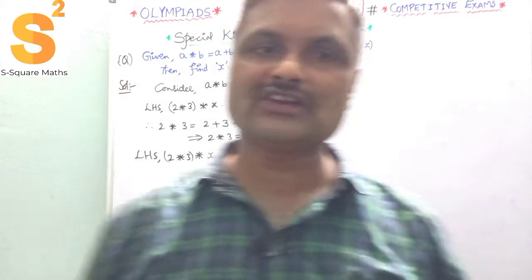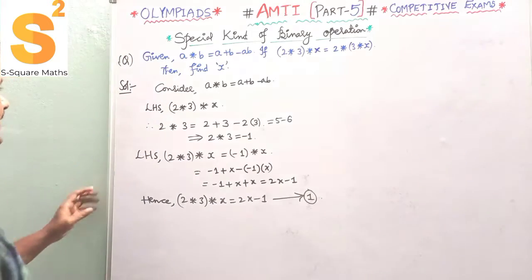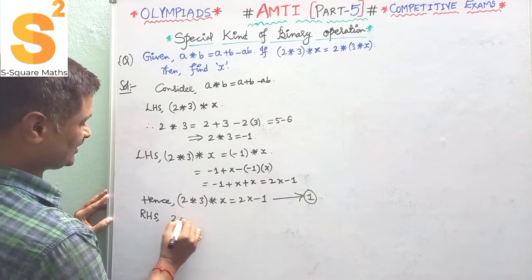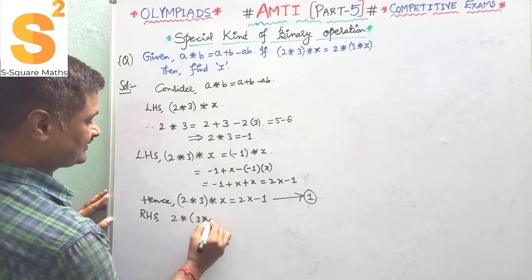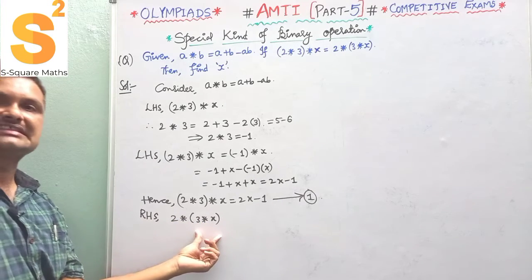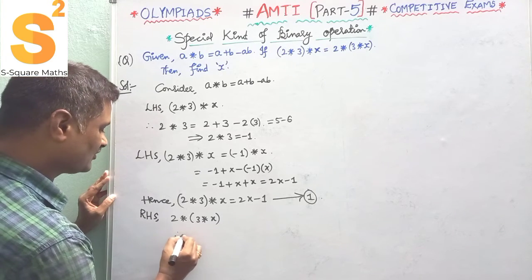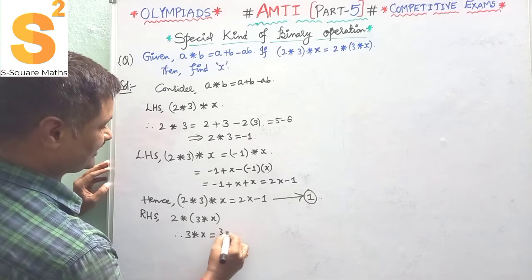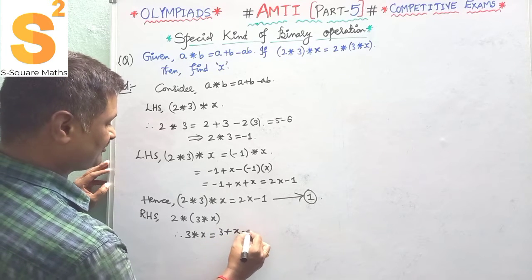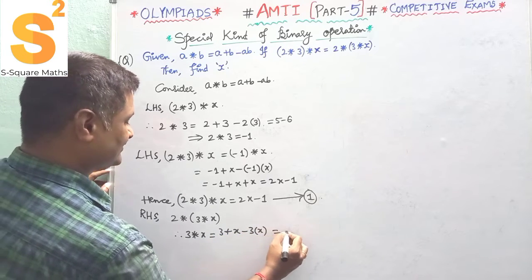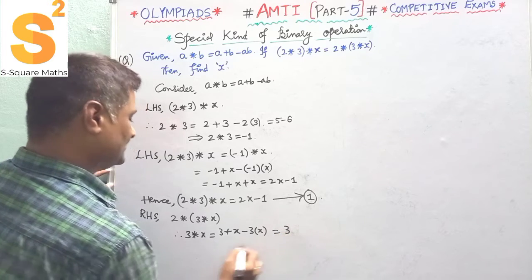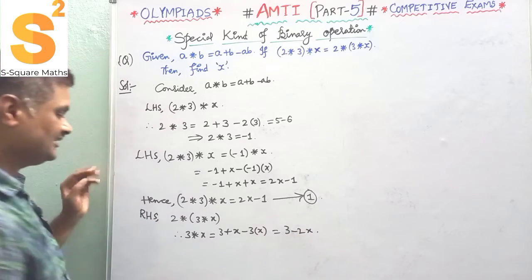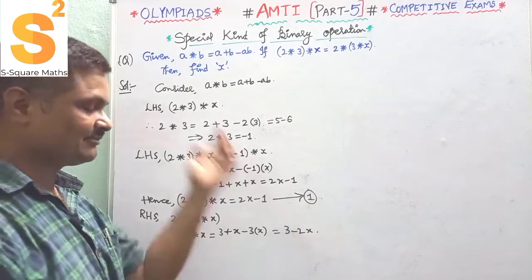In the same way we are going to consider our RHS. So what is our RHS? 2 star of 3 star x. Again according to BODMAS rule we have to consider the bracket first. So now 3 star x, again A is 3, B is x. So 3 plus x minus 3 into x. This is 3 plus x minus 3x, which is minus 2x. So the value of 3 star x is 3 minus 2x.